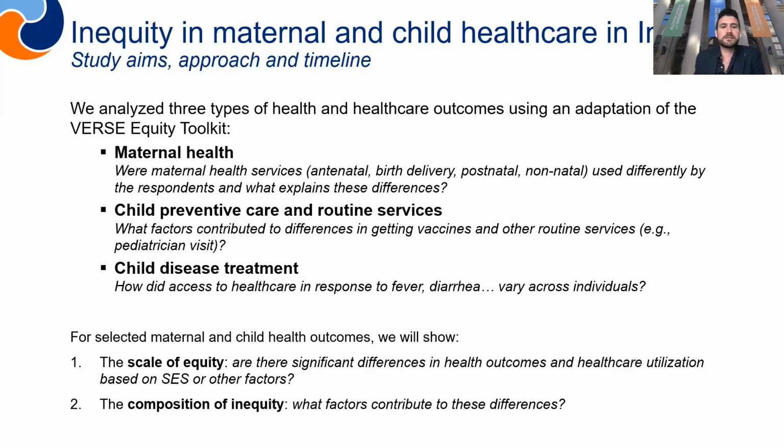And our goal for the selected maternal and child health outcomes here is to show the scale of inequity and how that varies across pediatric versus maternal outcomes, as well as whether there are different drivers and different things that are associated with these levels of inequity, because maybe responding to both of these types of inequity should be done in different ways.